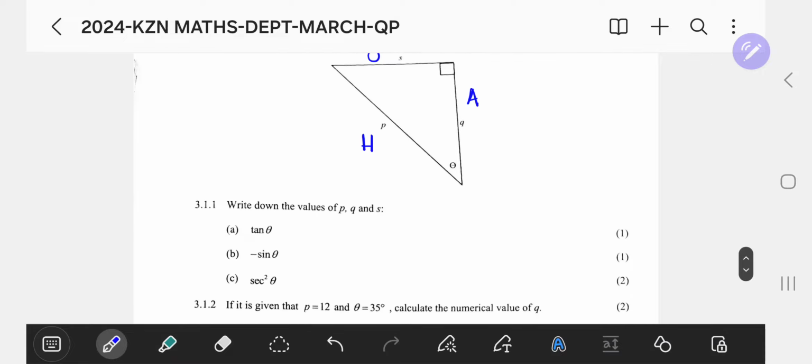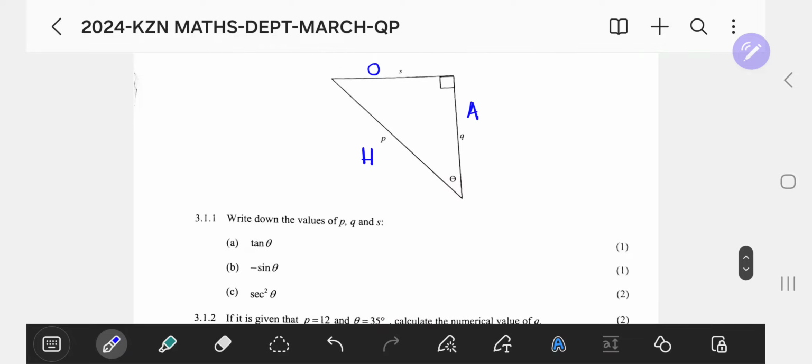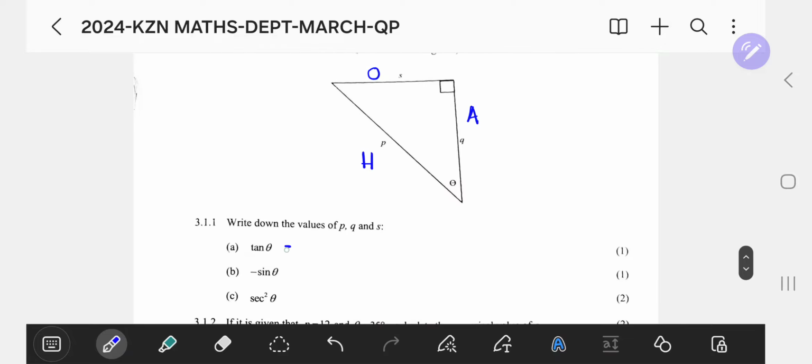Now here, they want us to write down the values of P, Q, and S. So for tan theta, now remember tan is opposite over adjacent. Opposite here is side S, adjacent is Q. So tan theta is going to be S over Q. Then they want negative sine theta. So we're going to have negative, and sine is opposite over hypotenuse. That is going to be S over P, because the opposite side is S, the hypotenuse here is P.